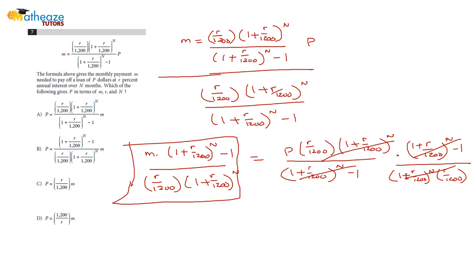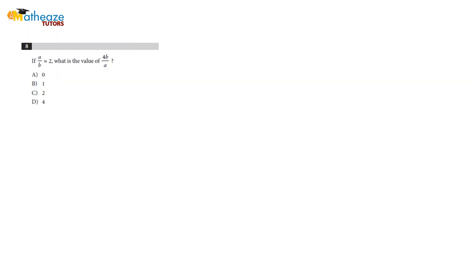So we have m multiplied by 1 plus r, okay, so that's going to be b. Number 8, if a over b is equal to 2, so we can see that a is equal to 2b. So what is the value of 4b over a?